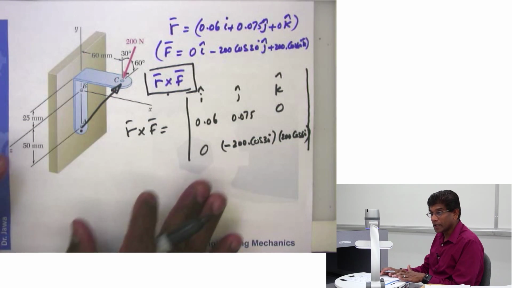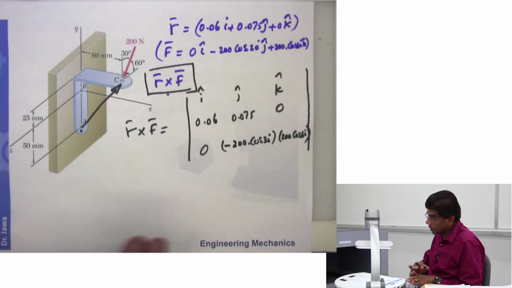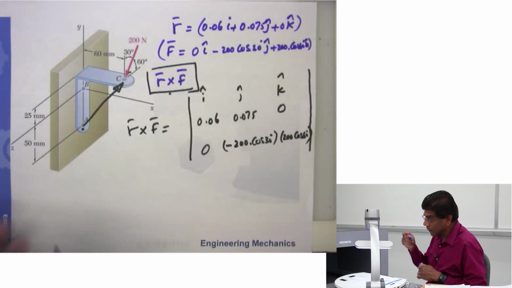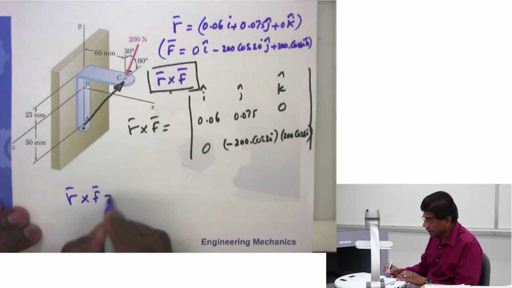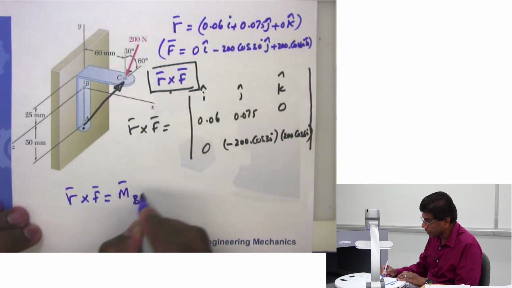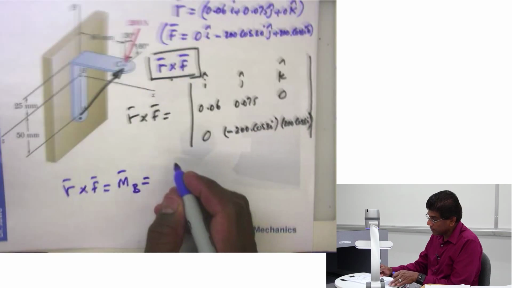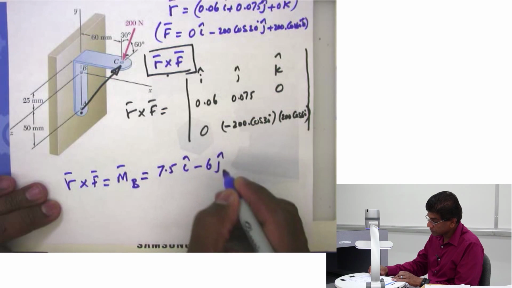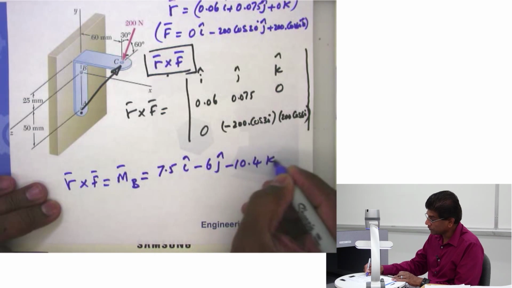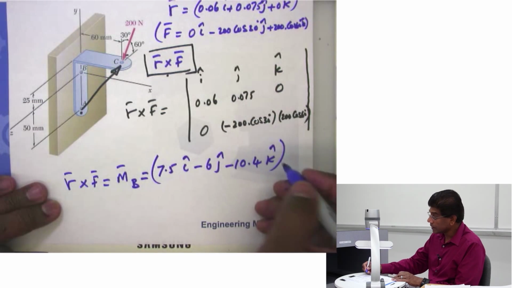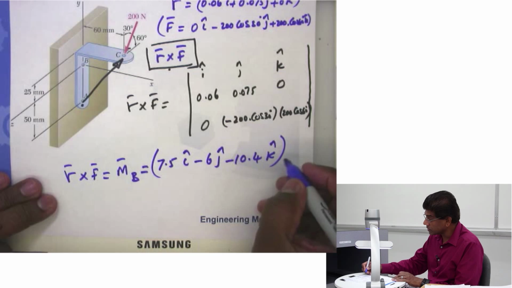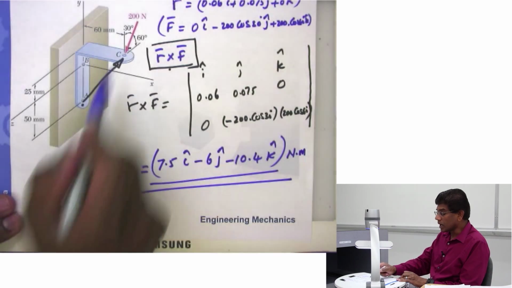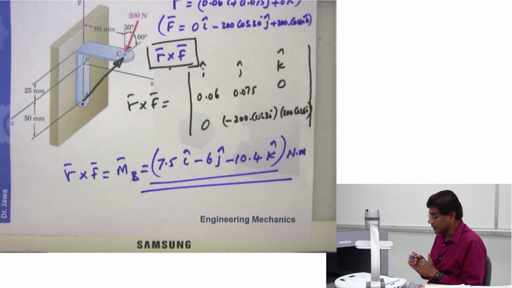Now, I'm not going to spend time expanding this because you should know this. If you did not, look up another lecture where I have explained this one. And all I have to do is evaluate. And if I evaluate, R cross F is my moment vector about point A, and that happens to be 7.5 i minus 6 j minus 10.4 k. This is the answer, and the answer is not complete without units, and the units in this case is Newton meter. So the moment of a force about this point has been calculated.